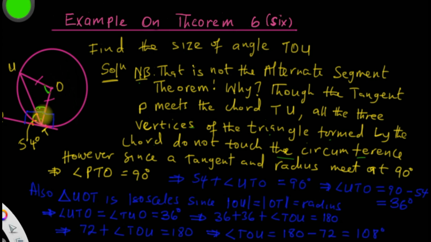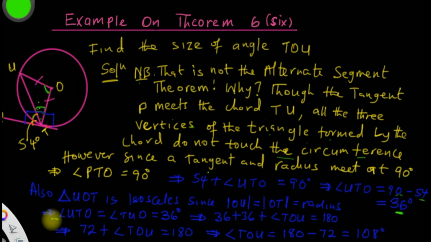So how do we get this angle? You know that the whole of this is 90 degrees, and this is 54. This one plus 54 will give us 90 degrees. So this implies that 54 degrees plus angle UTO is equal to 90 degrees, because the whole thing is 90. So angle UTO is equal to 90 degrees minus 54, which is 36 degrees. If this angle is 36 degrees, then this is also 36 degrees, because the base angles of an isosceles triangle are equal.